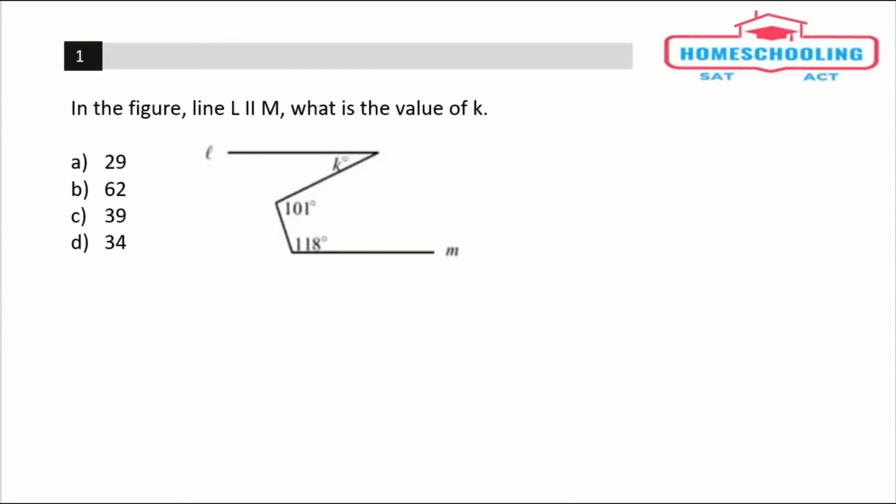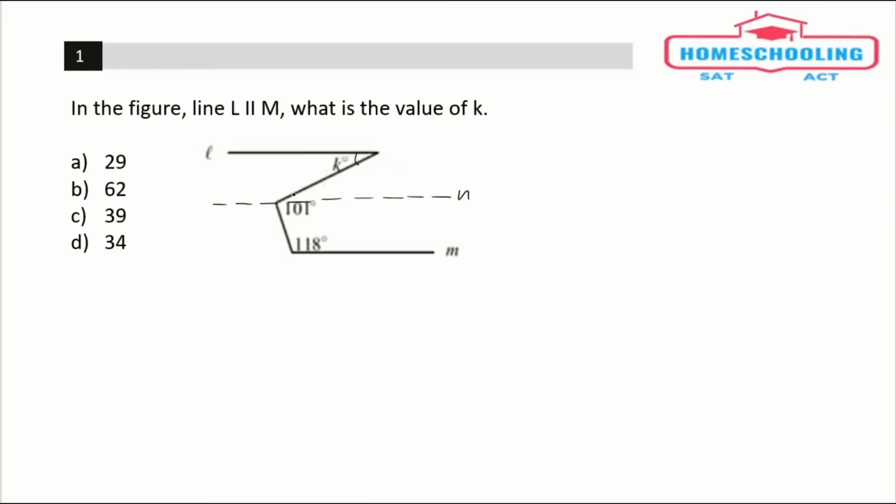In the question it is given that in the figure line L is parallel to M. These two lines are parallel to each other. We have to find what is the value of K. We have to find what is this angle. So let's draw a line parallel to L and M. So we have drawn a line parallel to L and M. Let's name this line as N.